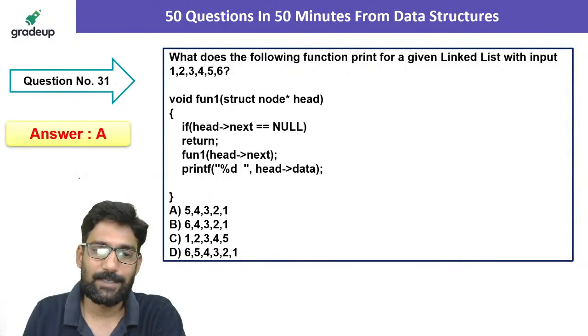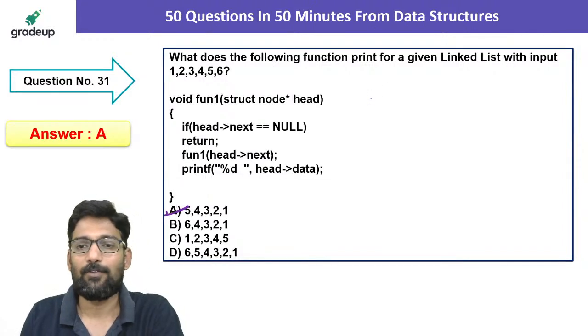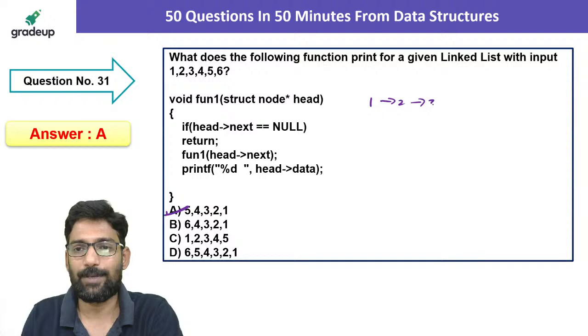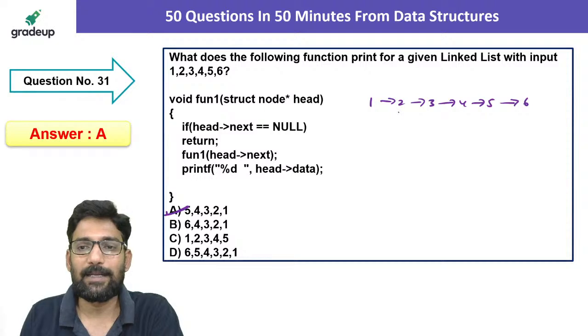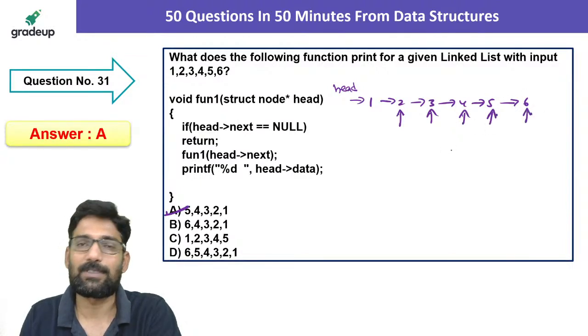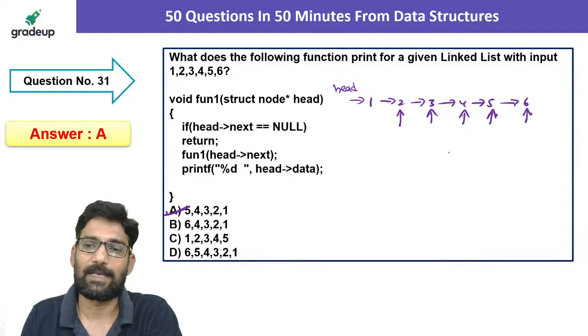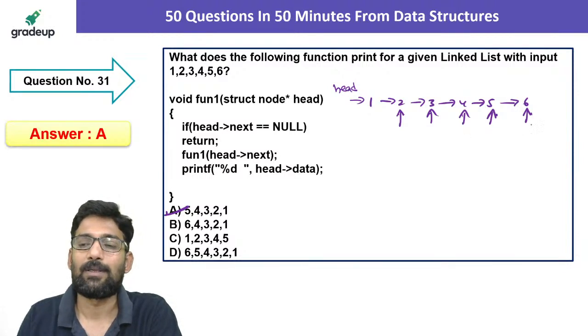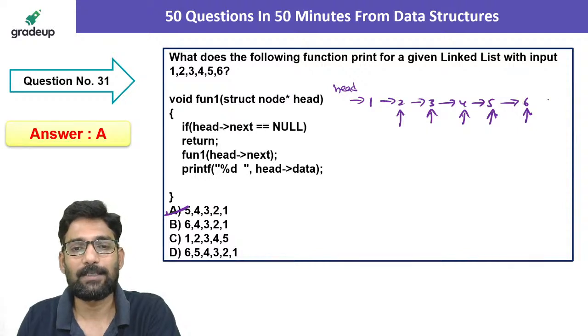Yes, the right answer is option A. We have 1, 2, 3, 4, 5 and 6. Head next is null? No. So head moves to the next one. So head comes here, head comes here, head comes here, head comes here. Now 6. At 6 it stops. Now head next is null? Yes.